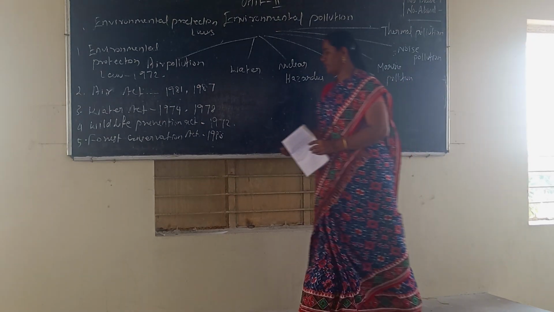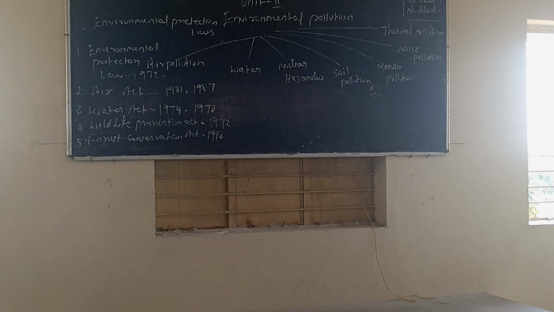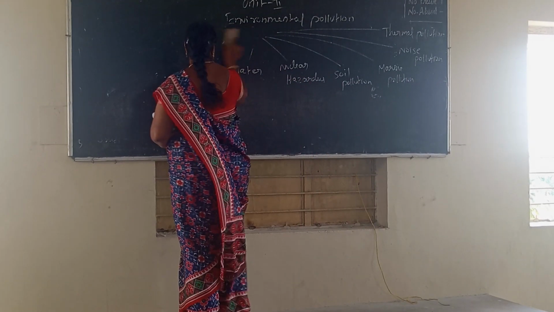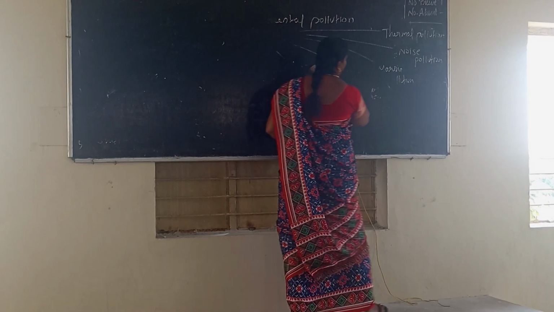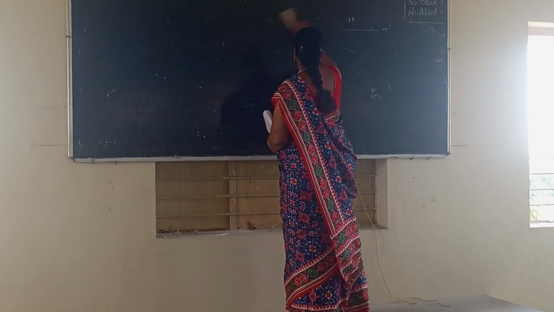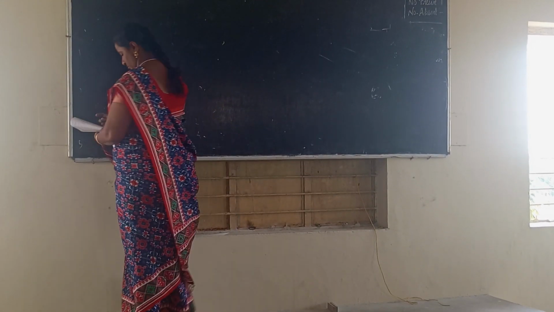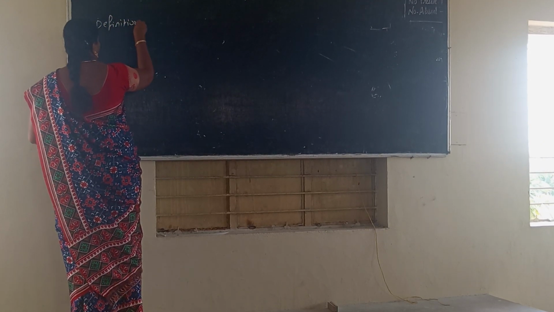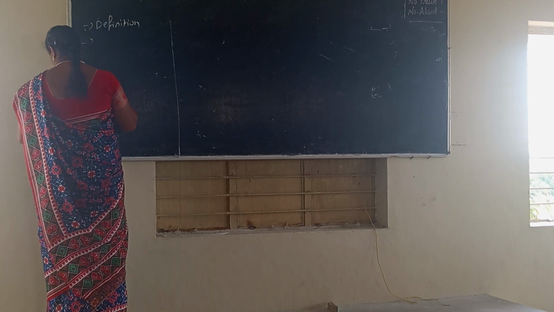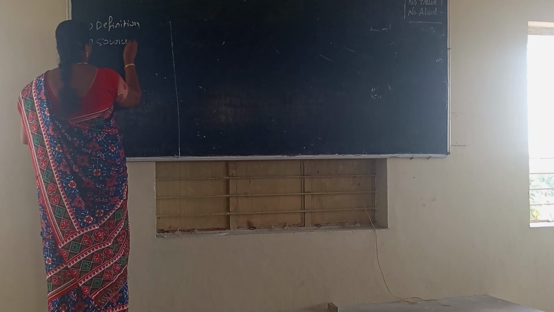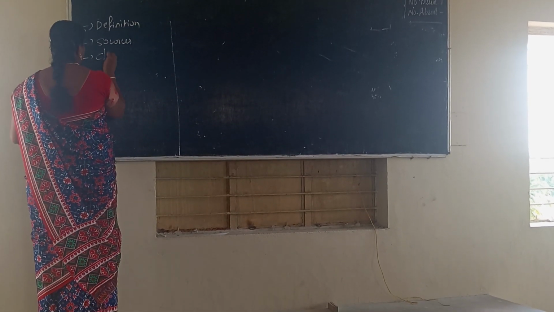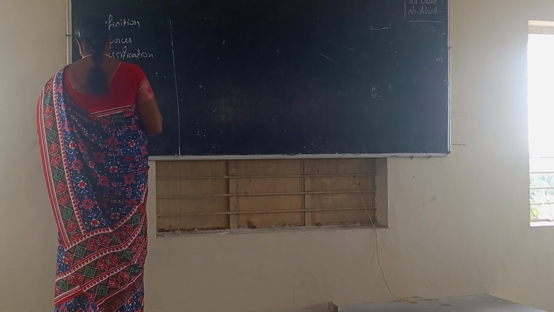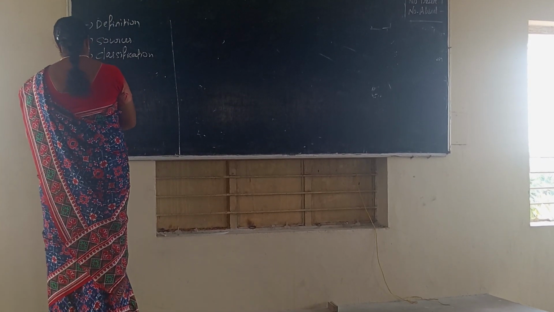First one we discuss is water pollution, then air pollution. For all the pollutions we have discussed, the structure is common. First one we write the definition. Second one, sources. Third one, classification. Next one, control measures.